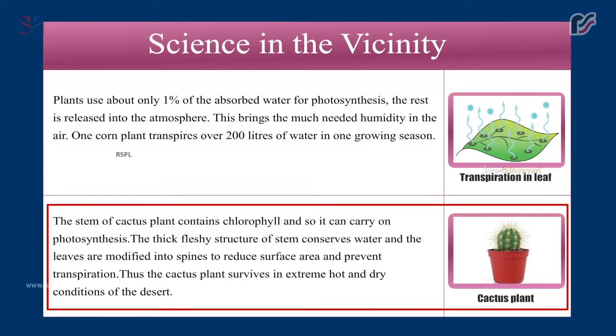The stem of the cactus plant contains chlorophyll, and so it can carry on photosynthesis. The thick, fleshy structure of the stem conserves water, and the leaves are modified into spines to reduce surface area and prevent transpiration. Thus, the cactus plant survives in the extreme hot and dry conditions of the desert.